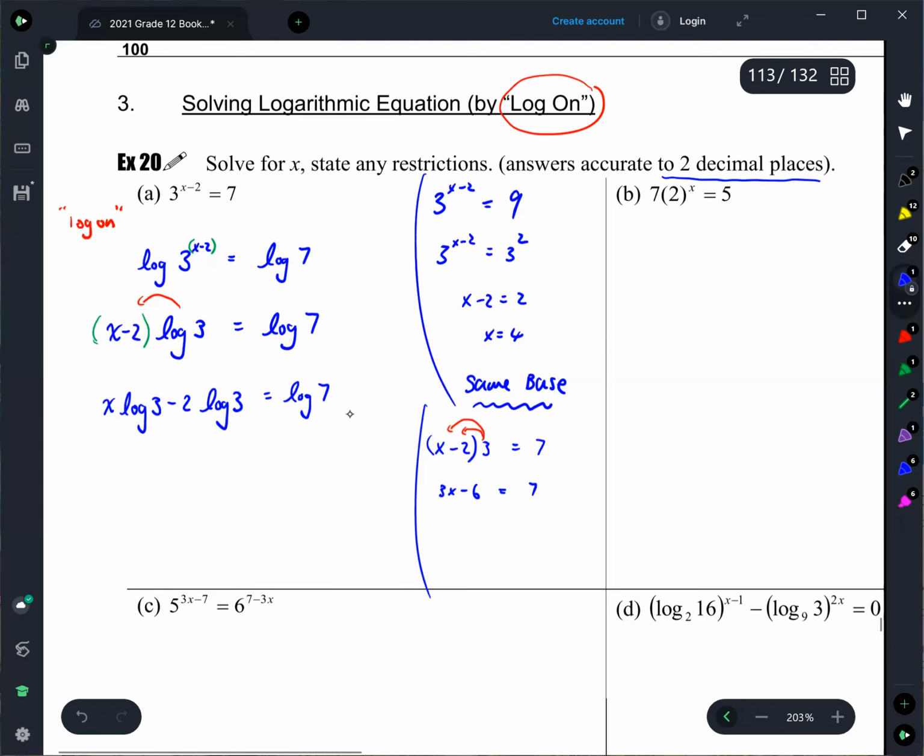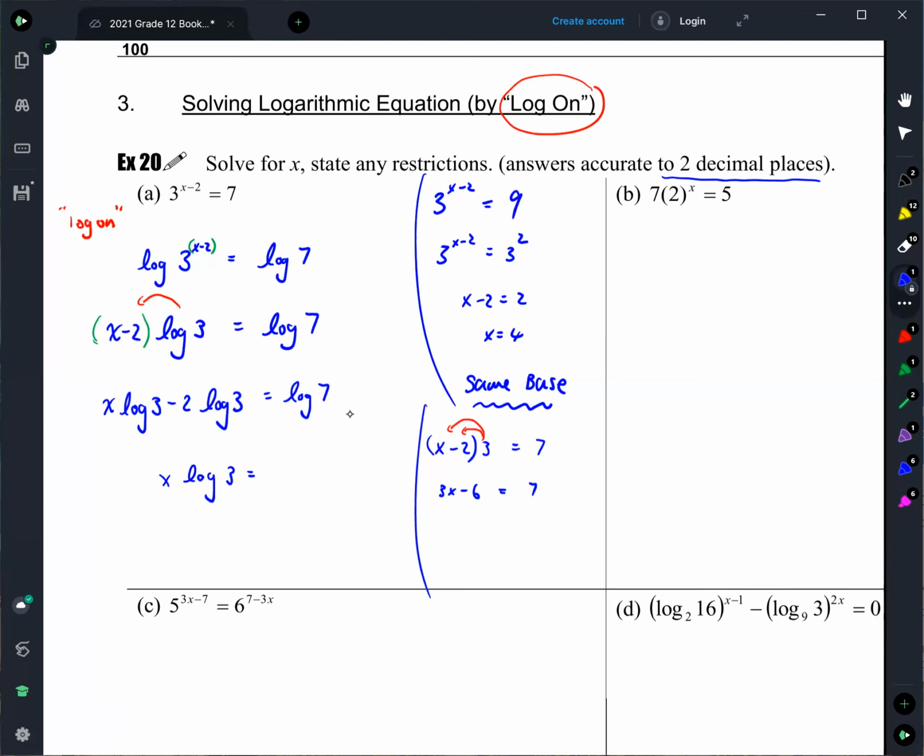Move the 2 log 3 over. That's right, okay. So on the left side would just be x log 3. And what will be on the right side then, Evan? Log 7 plus 2 log 3.